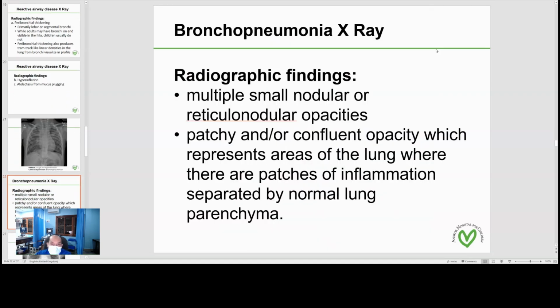So what can we find for bronchopneumonia in chest X-ray? We can see multiple small nodules or reticular nodular opacities, patchy and/or confluent opacities, which represent areas of the lung where there are patches of inflammation separated by normal bronchi.